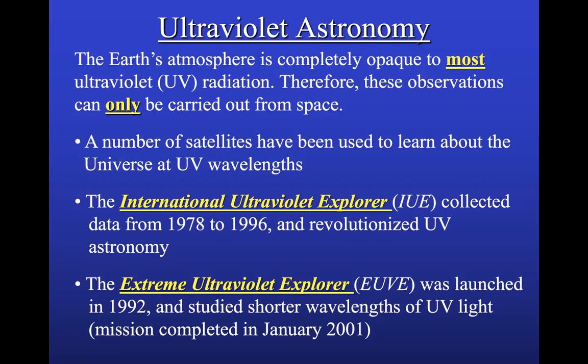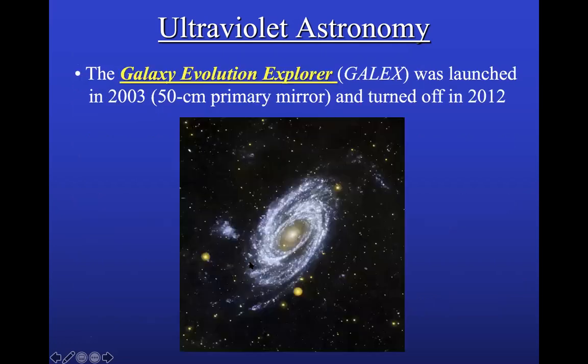This collected data from 1972 to 1996. So you can see that this is a fairly older one, and it actually revolutionized UV astronomy. Then we have the Extreme Ultraviolet Explorer, which was launched in 1992 to take data, and this mission was completed in 2001.